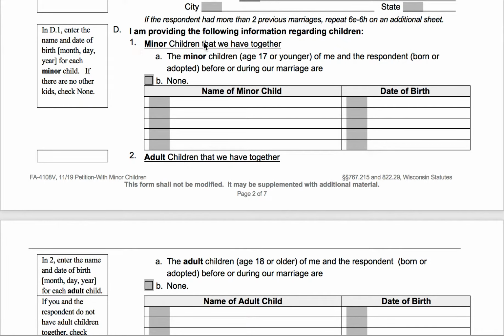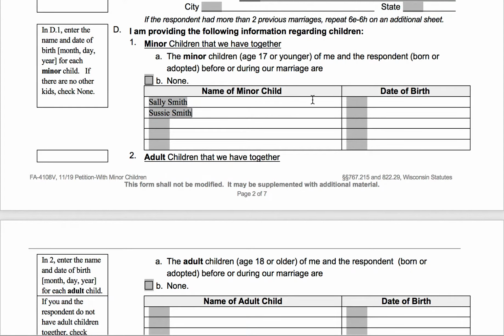So first, in this first section, we're going to put children you have together who are minor children. So that is children who are under age 18, 17 or younger. If you don't have any minor children together, you'll check none. If not, you're going to put the names of the children here. So John and Jane, as you'll recall from our other videos, have 2 children. And you'll write out the children's names.